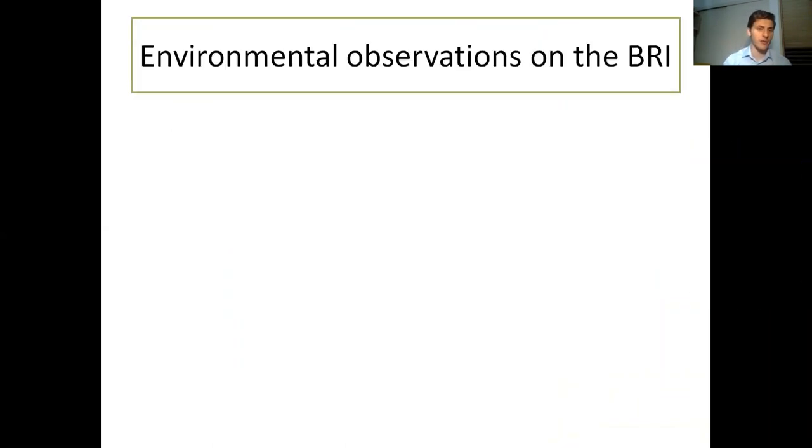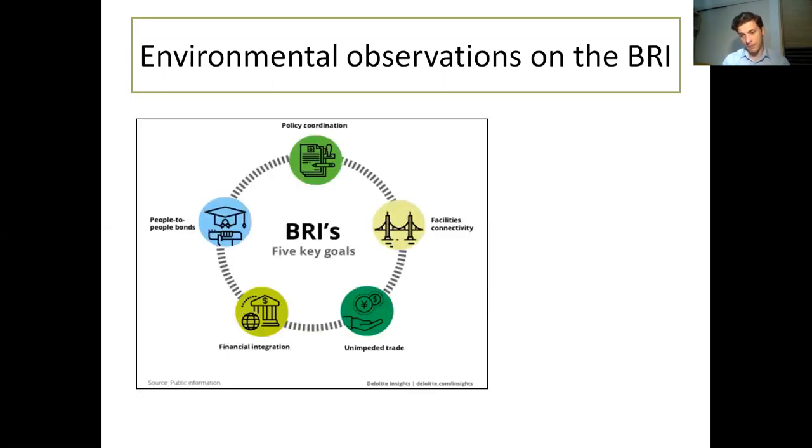Coming to the second part of my presentation, so basic environmental observations on the BRI. We need to first understand that the BRI is founded on five key goals. One that I want to highlight here is to facilitate connectivity. So China, in order to accomplish that goal, is to build the most railways connecting China with other countries in order to foster trade and investment.